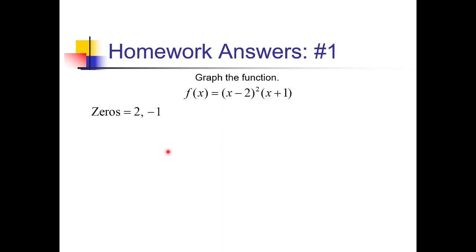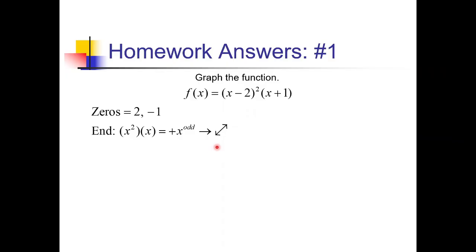And next, let's take a look at the end behavior. So we have an x squared times an x and a positive out in front. So this is a positive x to an odd power. So that means that we have an upline sort of end behavior.